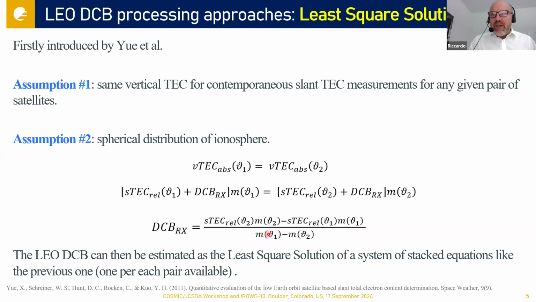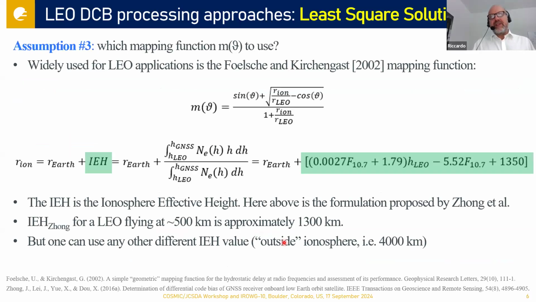Looking at this equation, we have to assume something also on this term, which is the mapping function. Normally, the Kierkegaard's mapping function is used for this kind of application. Here is the formulation. Here you can recognize this R-ion term, which is the distance from the Earth center of the thin layer where we're supposed to collapse the ionosphere, and from the surface, this is called ionospheric effective height.